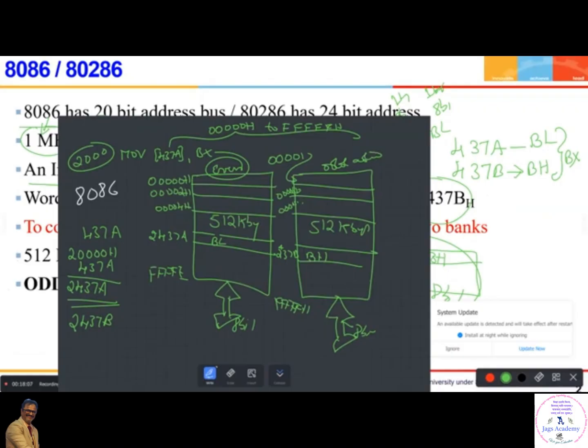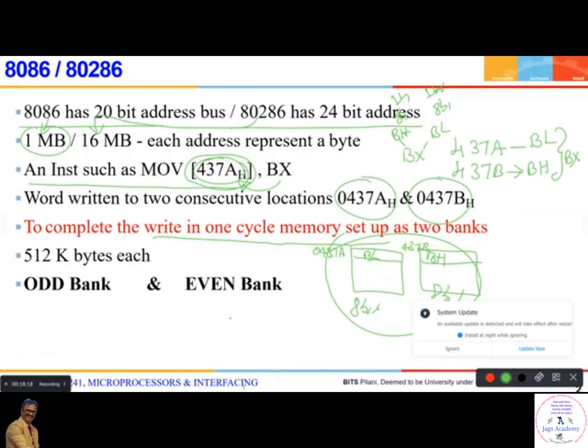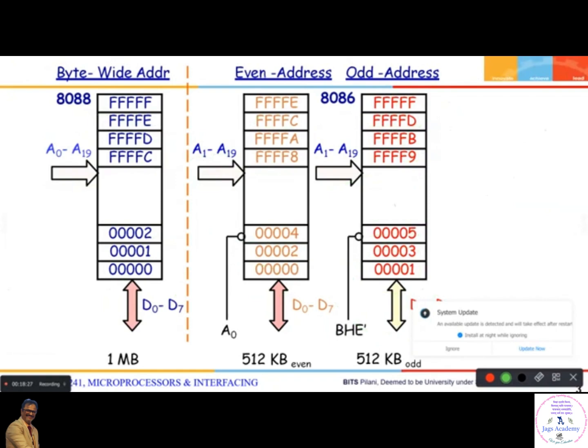Right? Have you understood now? Okay. This is the way we design our memory for the 8086 microprocessor. Right? Now, let us see. That's what I have explained to you. I have already explained what the odd bank is and what the even bank is. Okay? See here. I have already explained this. Your entire memory is divided into two memory banks.